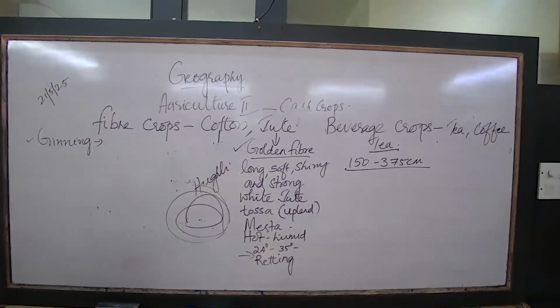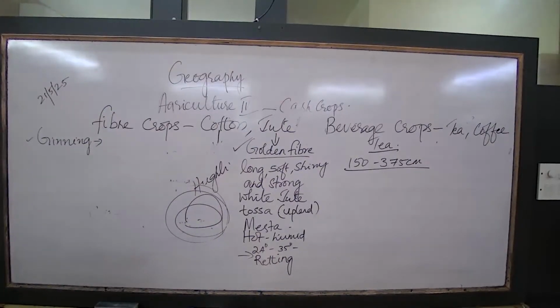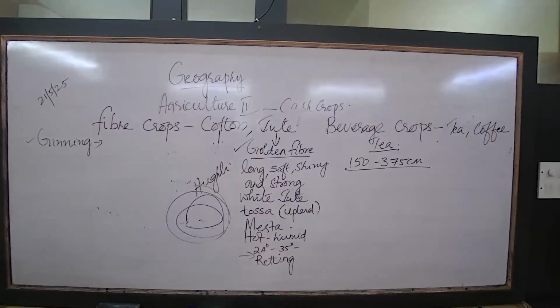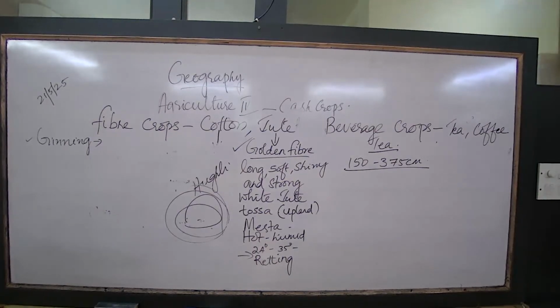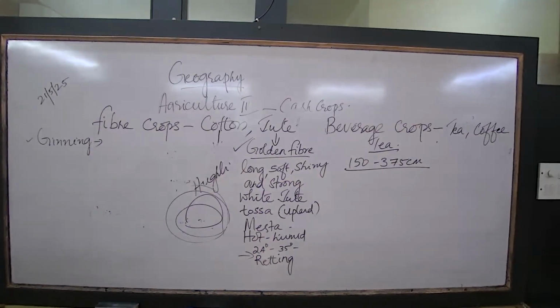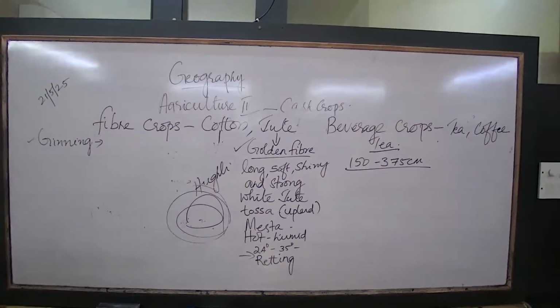It produces superior quality beans. The yield per hectare ranges from 500 to 600 kilos. You have to understand there are three varieties, and this coffee was brought to India from Yemen, an Arabian country.